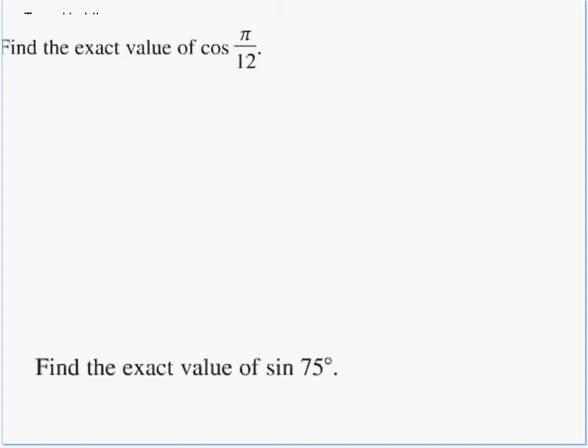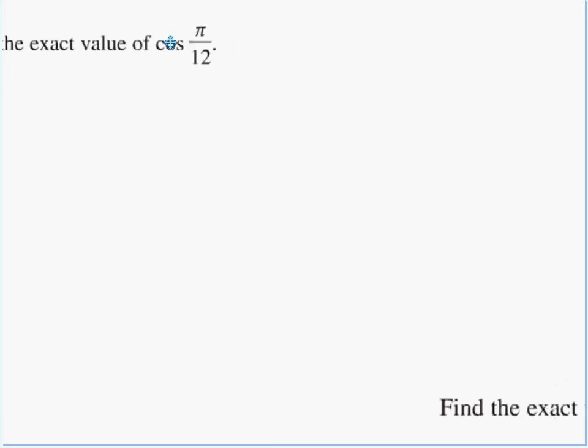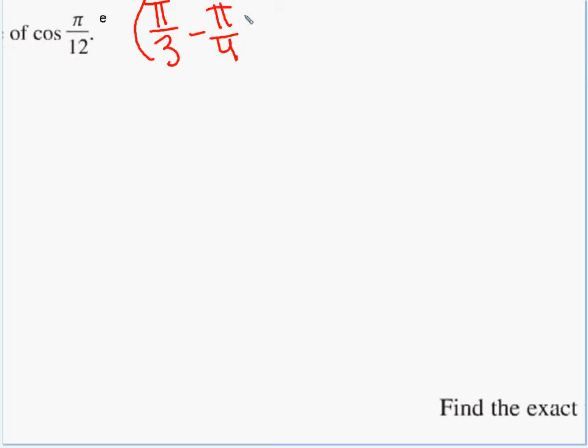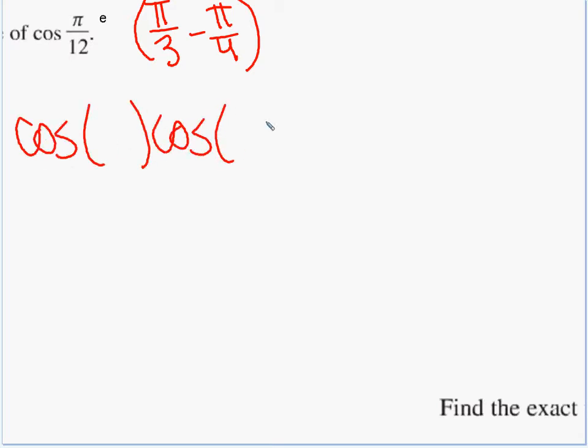Okay, cosine at pi over 12. Let me move this one out of the way for now. We're going to use the same root 3, pi over 3 minus pi over 4. So we'll use the cosine of a difference formula, and the cosine of a difference, that pattern is cos cos plus sine sine. Cos cos plus sine sine.